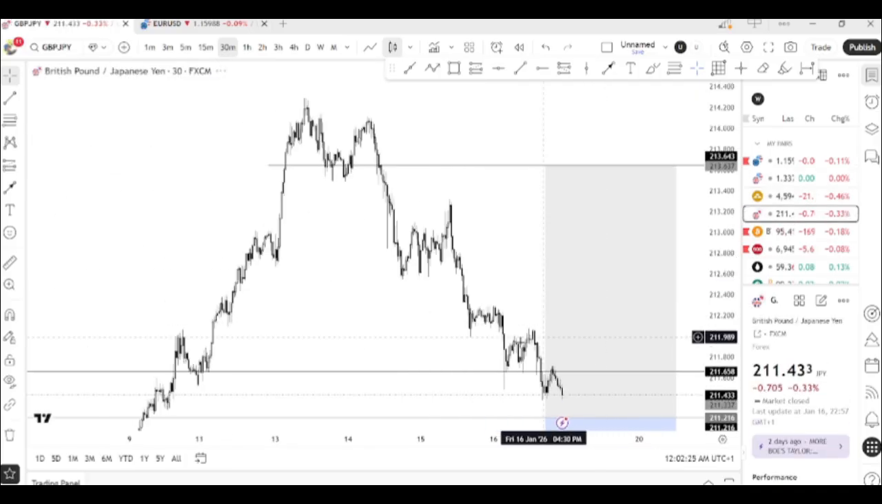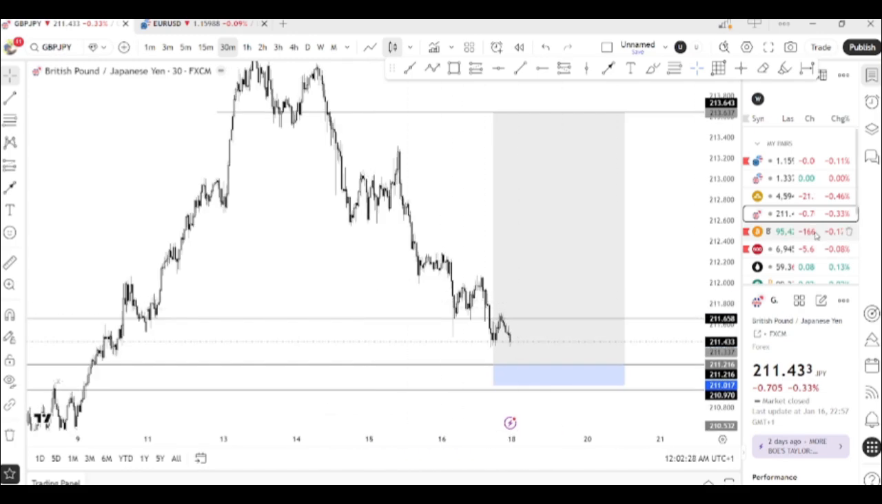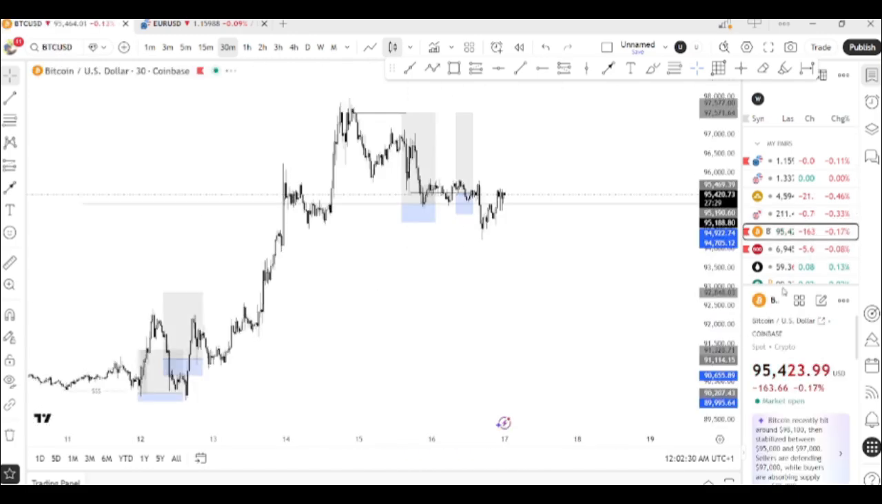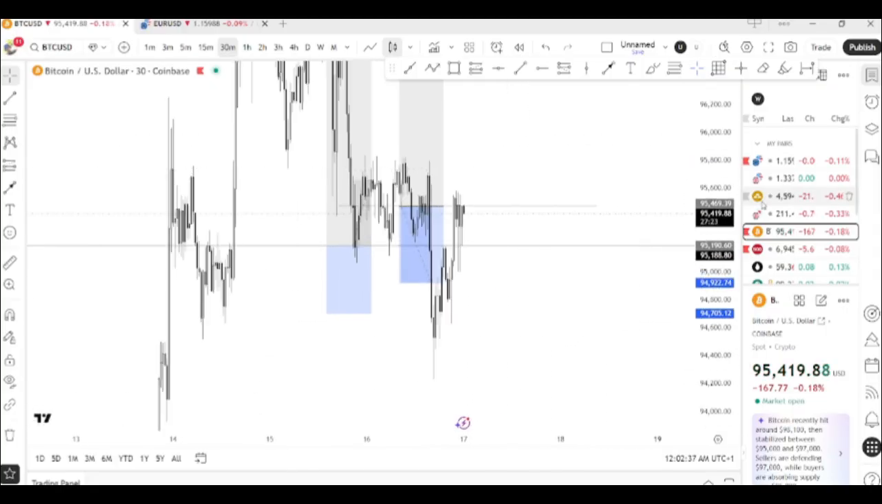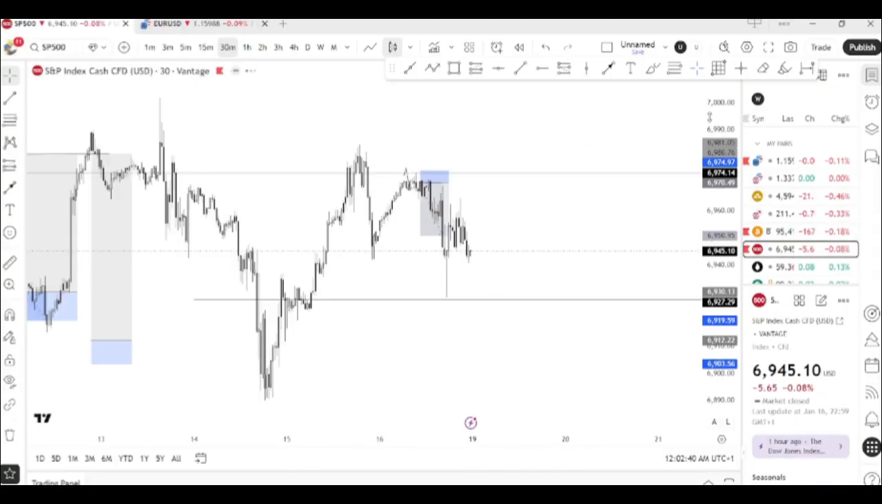GBP JPY, sorry. Price hasn't gotten to my entry yet, and we still have BTC here. BTC also took me out. I was looking for buys from here on BTC. BTC took me out, and we now have S&P 500.